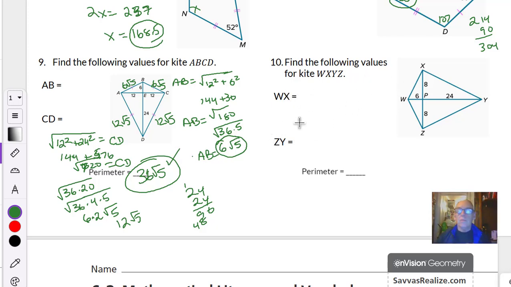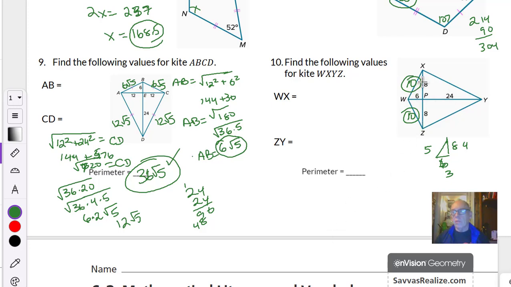Let's look at number 10. We want to find WX. So here we have an 8 and a 6. An 8 and a 6 is like a 3, 4, 5 doubled. If this was a 3, 4 Pythagorean triple, that would have to be a 5. Since this is double the 3 and double the 4, this length must be 10. So we can use Pythagorean triples without having to worry about doing the square root of 100 on that one.